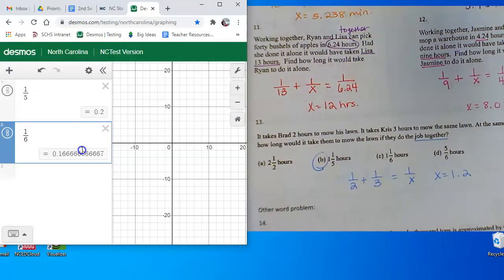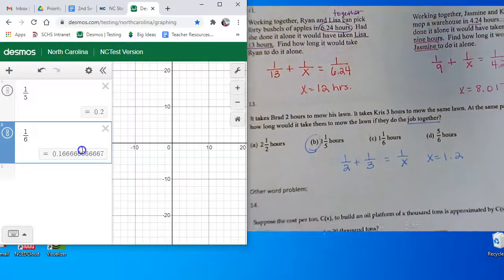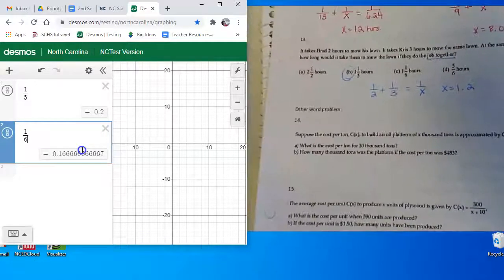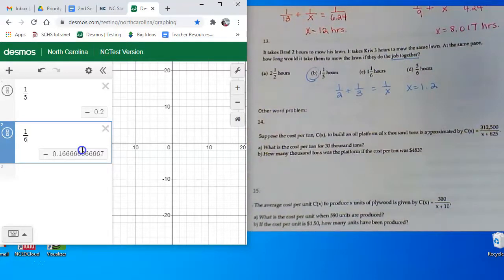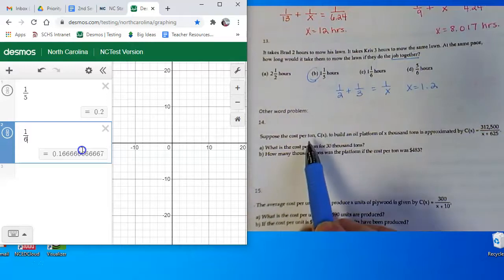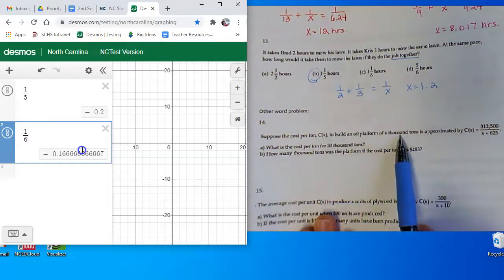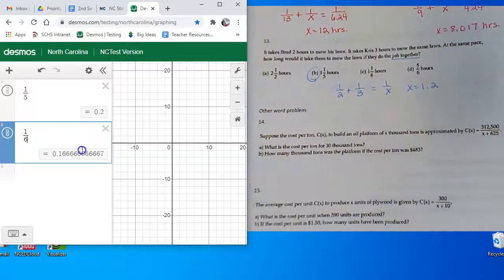Okay? Alright, there's another kind of word problem I want to show you real quick. Not really this kind, but a kind that still is related to rational, and so I want you to see this. In number 14, it says that we have a cost. C is a cost. And we're building an oil platform. It's X thousand tons, and then it gives you an equation. And so A says, what is the cost per ton for 30,000 tons?